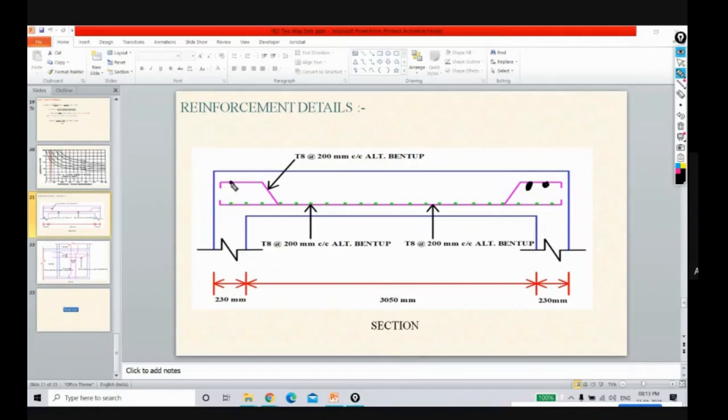Actually, yes, you can say distribution steel, but actually it is extra reinforcement. Yes, we have to provide the extra reinforcement over here. But that reinforcement is nominal. Whatever extra reinforcement you are providing over there, that extra reinforcement is nominal reinforcement.